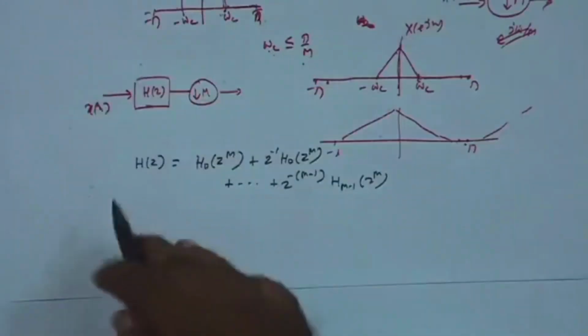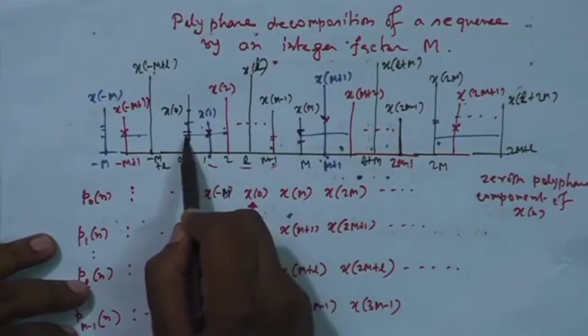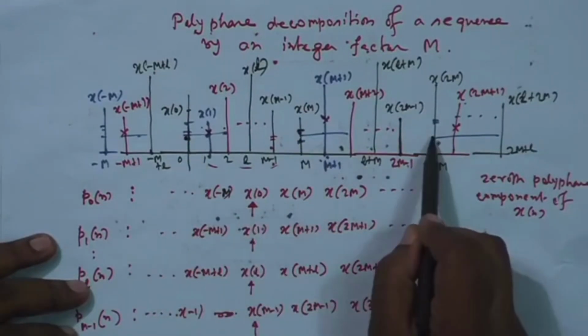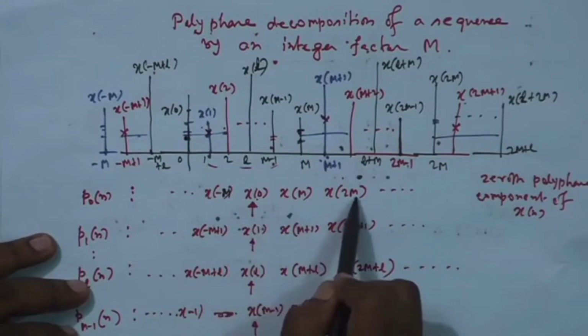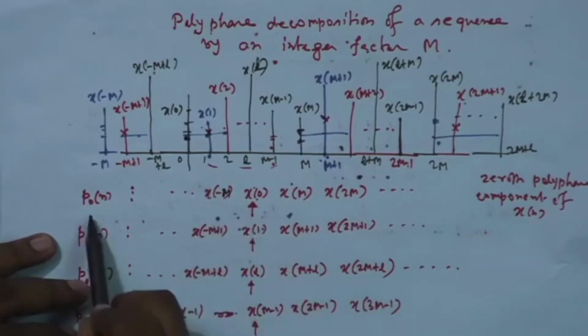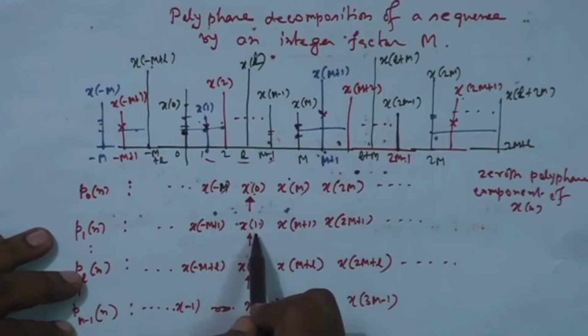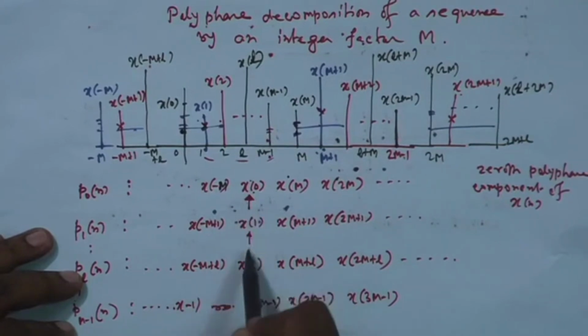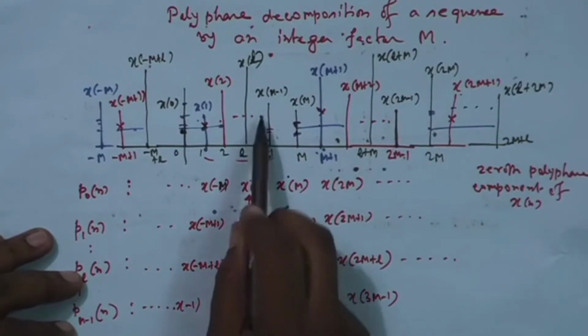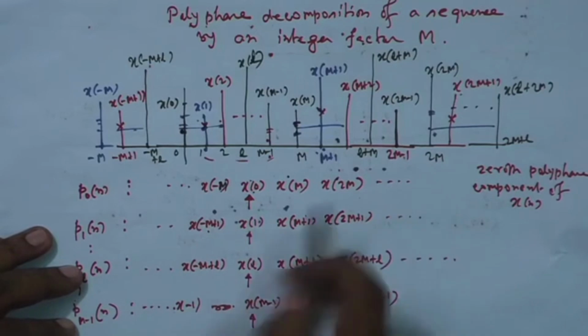Suppose instead of H, I have got a sequence x. You take x0, then the Mth, 2Mth, so x0, xM, x2M, and on the negative side x minus M. You call this sequence P0(n). Then take the first sample. This arrow means the origin, so now x1 is at the origin. You take the first sample, M plus 1th sample, 2M plus 1th sample, minus M plus 1th sample. Place them side by side, so the 0th sample is x1, the first sample is xM plus 1.